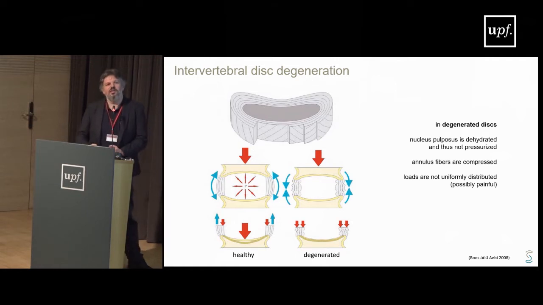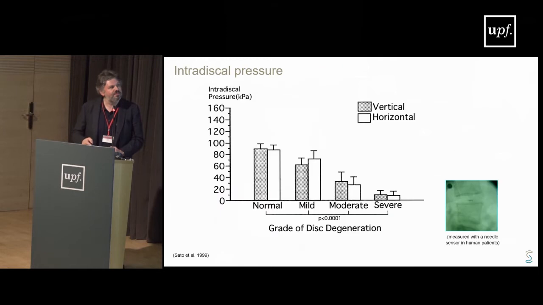So the disc is not able to absorb water, it's not able to swell, so to create a pressure inside. Under compression, we are not going to have a pressure in the middle, and we are going to have buckling of the fibers and stress concentration in the transition between nucleus and annulus. And this stress concentration can be really painful for the patients. This was demonstrated in several studies.